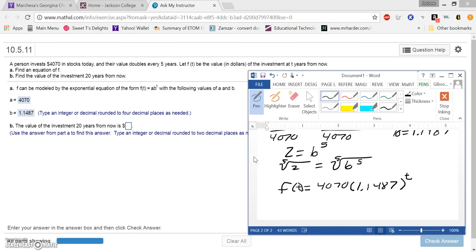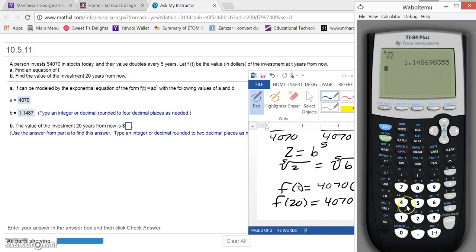Now they want the value of the investment 20 years from now. So that means 20 represents T. So we'll do F of 20 is equal to 4,070 times 1.1487 to the 20th power. Now we'll pull up our calculator. We have 4,070 times 1.1487, and then we would take that to the 20th power.